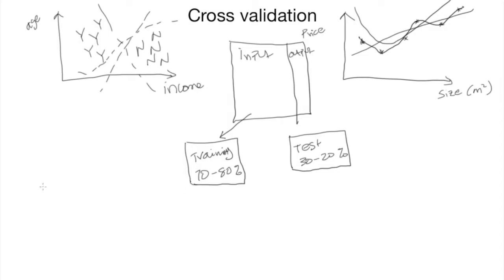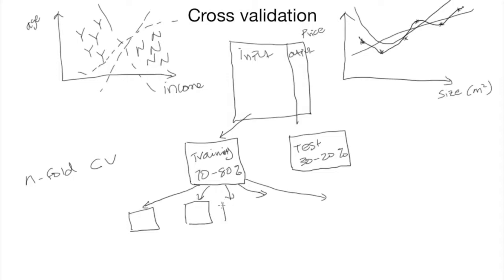So the process of n-fold cross-validation splits the training data set into n folds. So what we do is create n subsets of this data set. So let's say for 5-fold cross-validation, we will split the data into 5 equal sized portions.